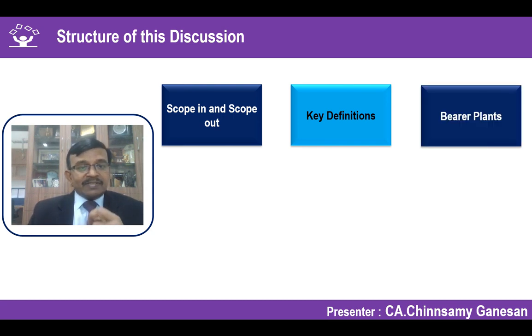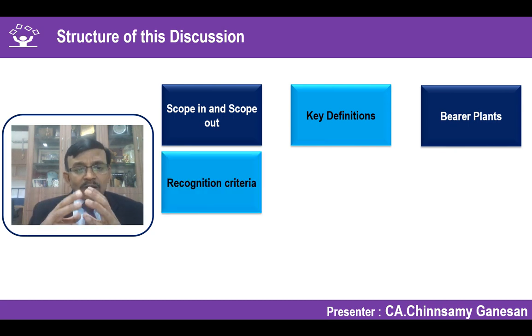Bearer plants, as I have said, are outside the scope of Ind AS 41. They are dealt with as per Ind AS 16 Property, Plant and Equipment, as per the cost model, no revaluation model. As per the cost model prescribed under Ind AS 16, the bearer plants have to be taken into consideration. The recognition principle, measurement principles, presentation and disclosure, all are covered as per the cost model of Ind AS 16 Property, Plant and Equipment.